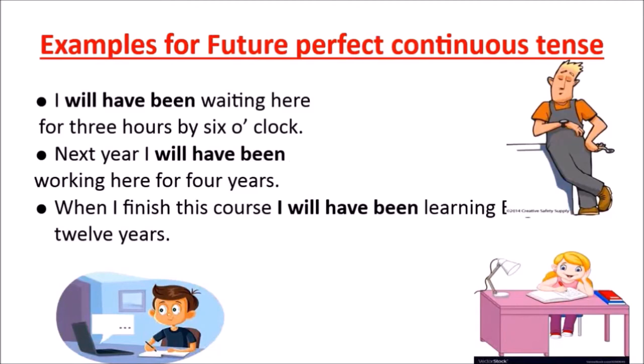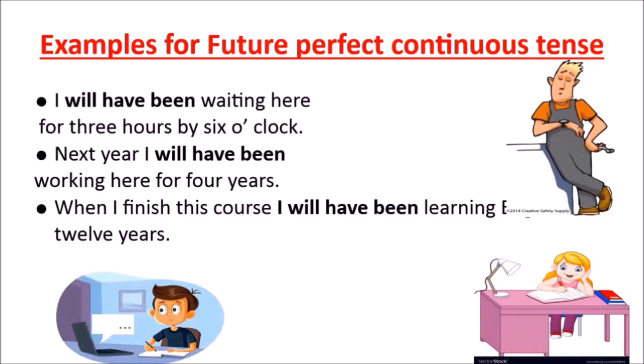I will have been waiting here for 3 hours by 6 o'clock. So look at the man standing there and waiting. He is waiting for a long time, and if 6 o'clock comes, or if the time is 6 o'clock, he has been waiting for more than 3 hours. So that's what he is trying to tell. Understand? So "will have been" here refers to some point of time in the future.